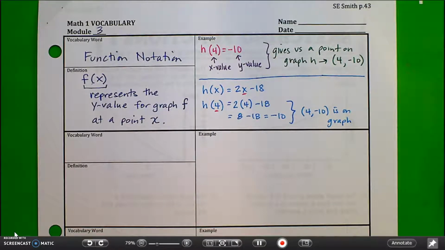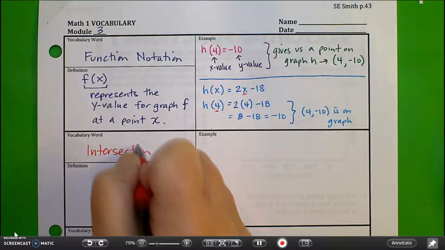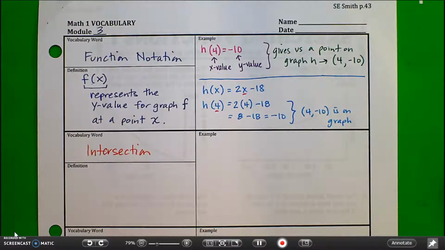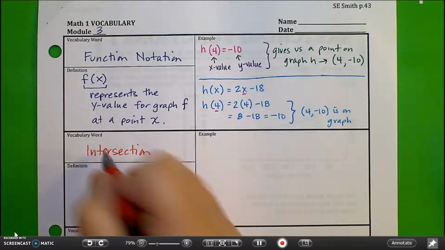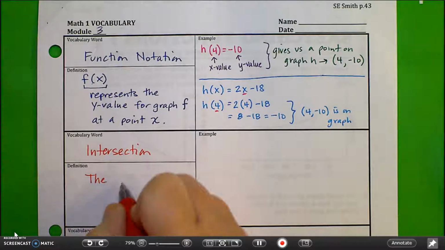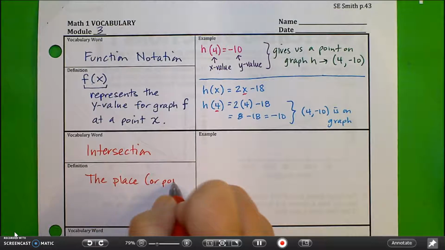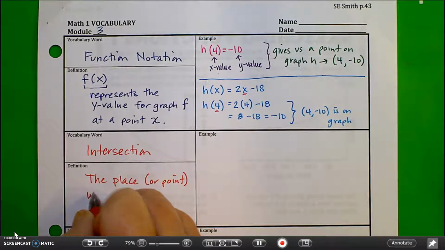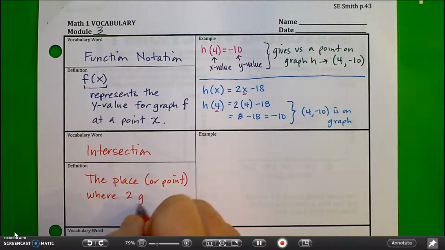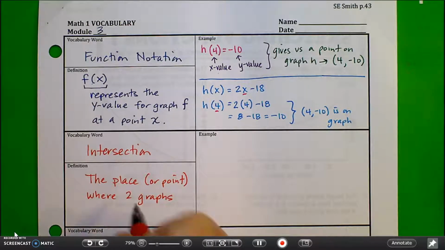Alright, the next vocabulary word is intersection. We've talked about finding the intersection of two graphs. So the intersection in words is the place where two graphs cross. So it's the place or point where two graphs, actually it could be more than two, but usually we're comparing two, where two graphs cross each other or intersect.